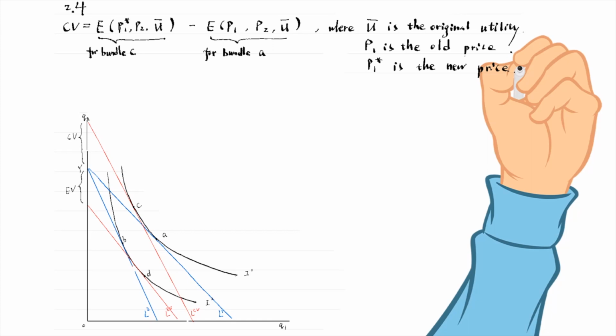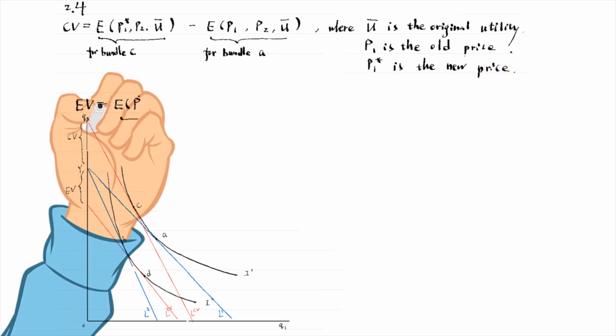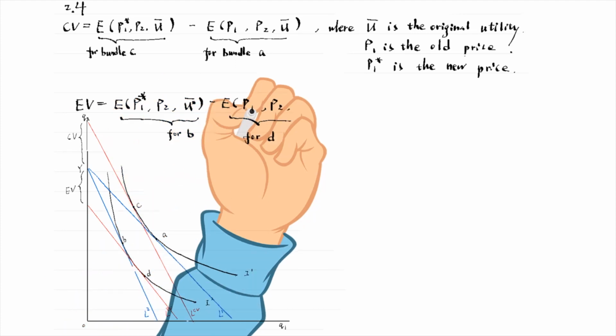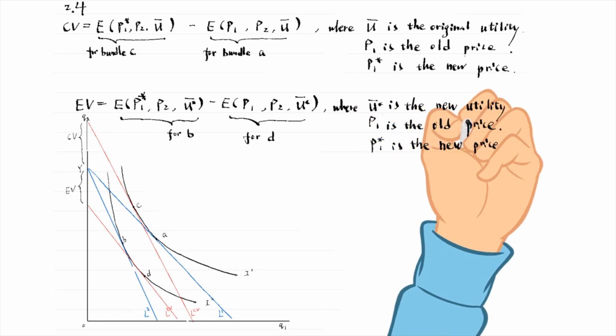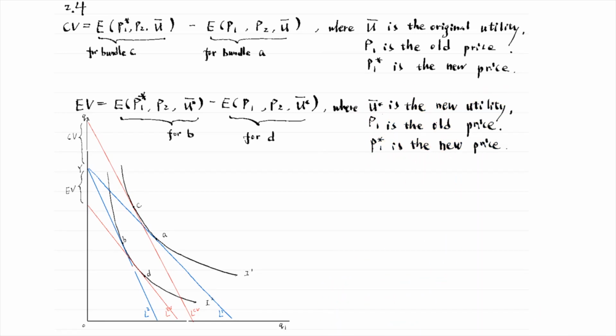Similarly, when we calculate the equivalent variation, we compare the expenditures at bundle B and bundle D. The expenditures are functions of prices and utility. Both B and D are of the same utility, U star bar. The consumer at bundle B faces P1 star and P2. The consumer with bundle D faces P1 and P2. The equivalent variation is the difference between the two expenditures.